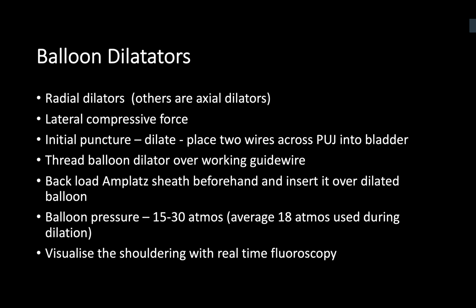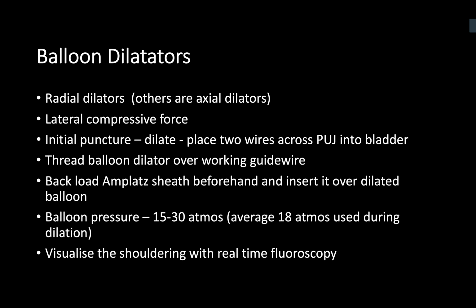Once it starts dilating, it is a radial dilatation, so the compressive forces are more lateral rather than pushing the kidney all the way. The main caveat that we have to make sure of is that the Amplatz sheath should be backloaded before starting the dilatation of the balloon dilator. The balloon pressure, as you said, varies. It can vary from 15 to 30, but usually the average one that we use is around 18 atmospheres during the dilatation. Atmospheres, yeah.